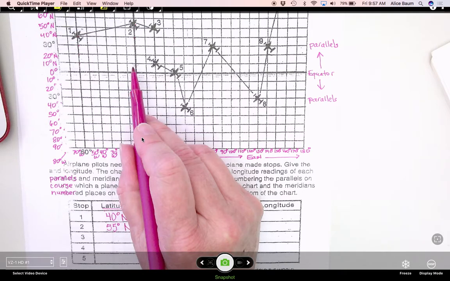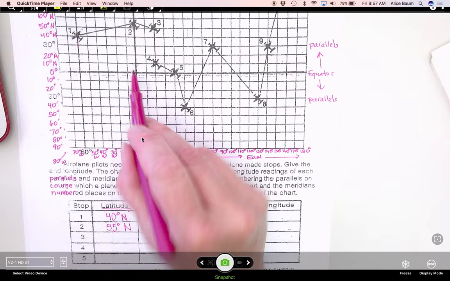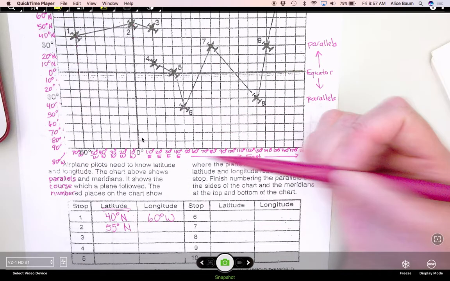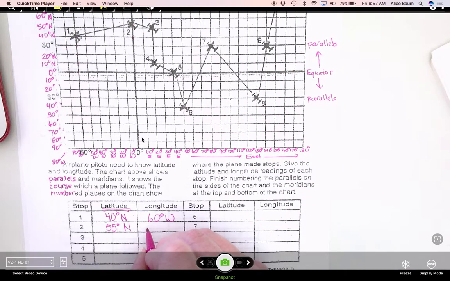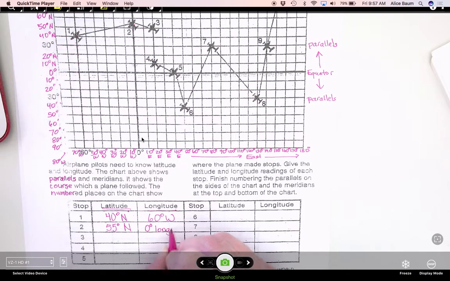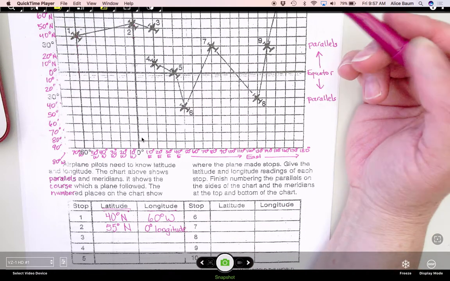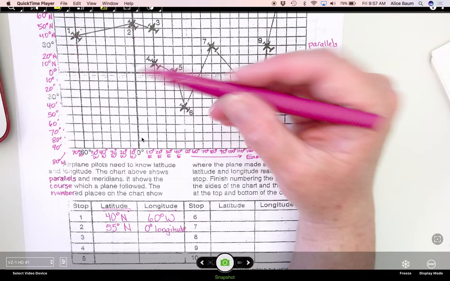It's right on the prime meridian. You don't want to write 0 degrees because it's 0 degrees which direction? It's not. So you do want to write 0 degrees. You don't want to write east or west. You write 0 degrees longitude. See, these are longitude. Okay, ready? Pause if you need to, and go on to number 3.